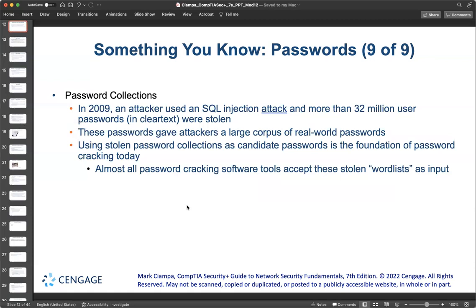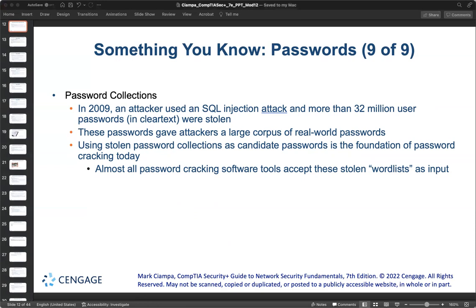In 2009, an attacker used a SQL injection attack, and more than 32 million user passwords in clear text were stolen. These passwords gave attackers a large corpus of real-world passwords, what people actually are using as their password, not the random values that cyber specialists work with. So 32 million is a huge number, right? Using stolen password collections as candidate passwords is actually the foundation of password cracking today.